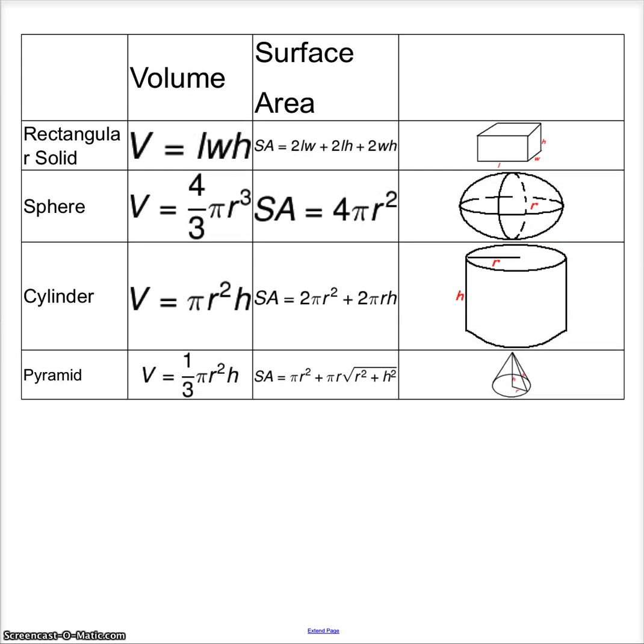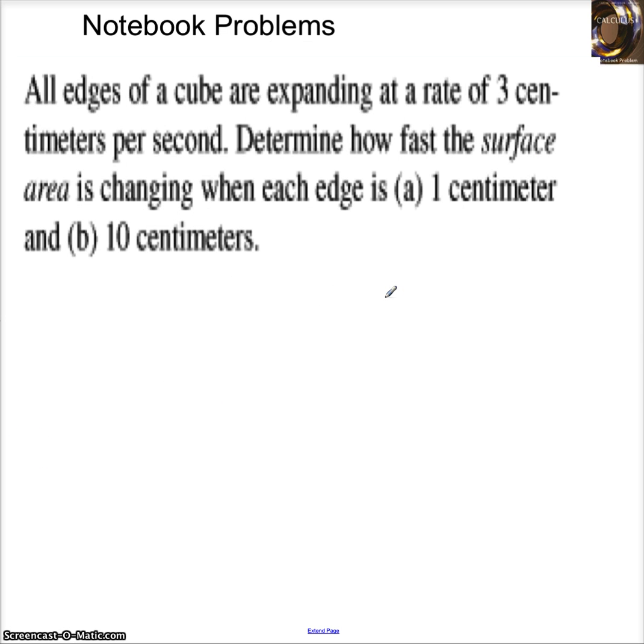Now, for volumes, for a rectangular solid, for a sphere, for a cylinder, make sure you know those. All right, give this a go and see what you can do.